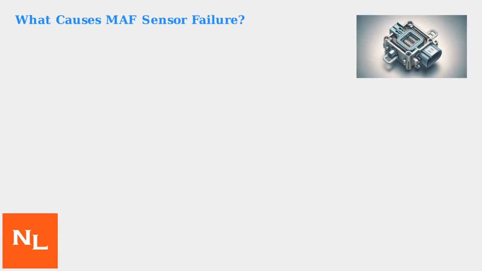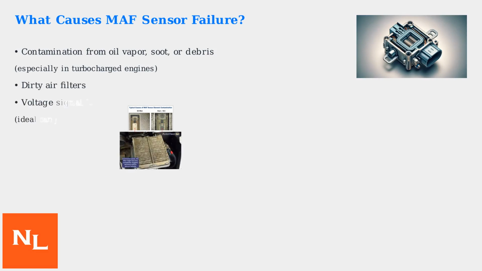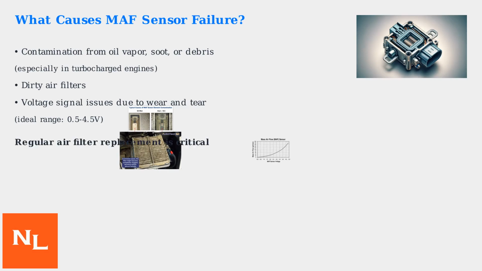MAF sensors fail primarily due to contamination from oil vapor, soot, or debris, particularly in turbocharged engines where these contaminants are more prevalent. Dirty air filters are a major contributor, as they allow particles to reach the sensor. Additionally, voltage signal issues can occur from wear and tear on the sensor's internal components, with the ideal voltage range being 0.5 to 4.5 volts.